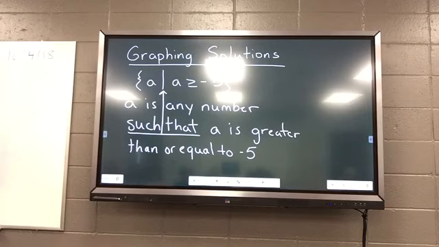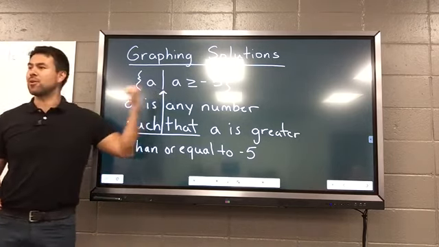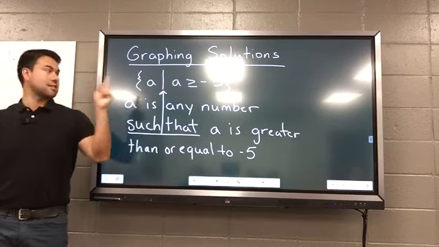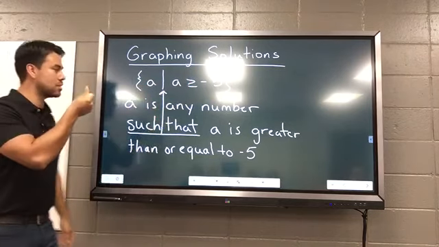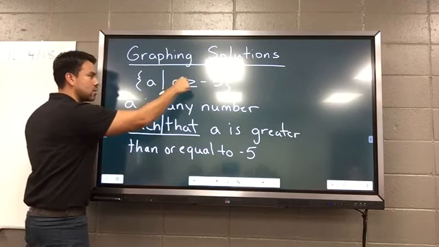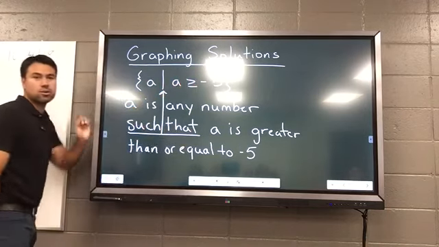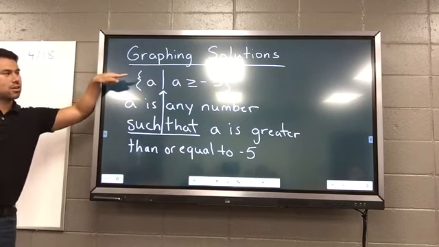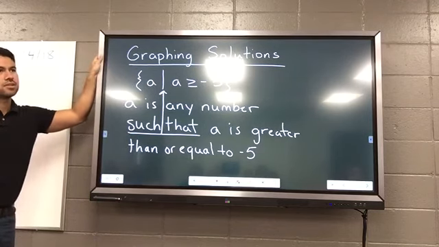Replacement set. Solution set. Any of those ringing a bell? You remember we talked about sets? How do I know I'm dealing with a set up here? The braces. You see these braces here? I know I'm dealing with a set. So I read it: A is any number such that A is greater than or equal to -5. All right, who wants to read that for me real quick? Yes, Sarah? A is any number such that A is greater than or equal to -5.